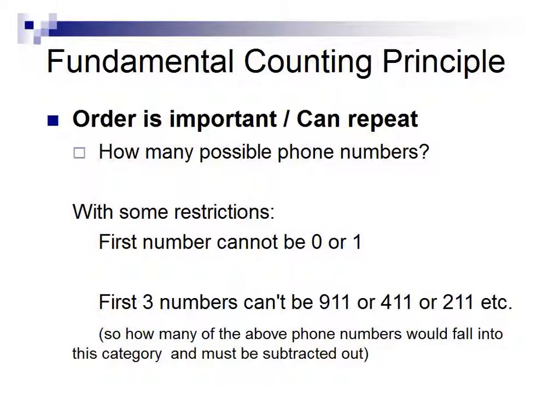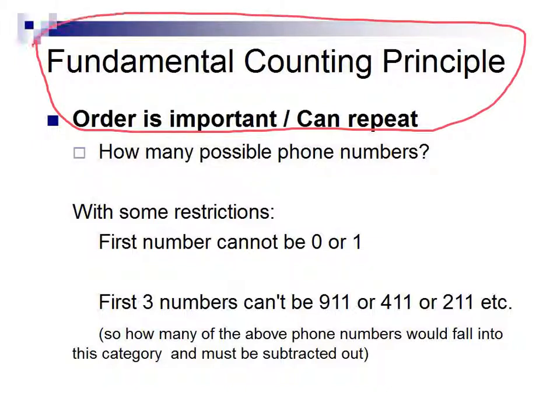Okay, now the thing with the fundamental counting principle is that the order is important and you are allowed to repeat. Those are the things that distinguish which method we use. So anytime the order is important and you can repeat values, then you're going to use this fundamental counting principle. So let's look at some examples.